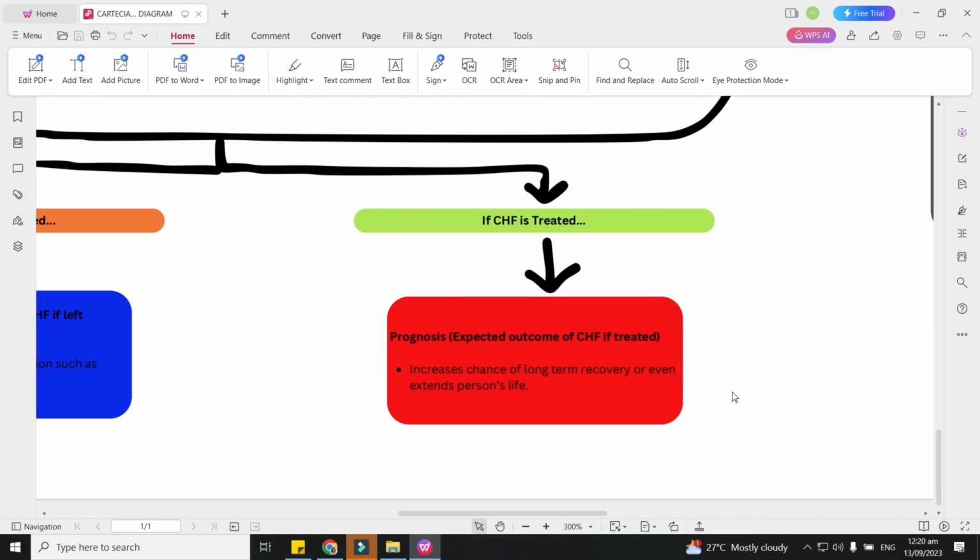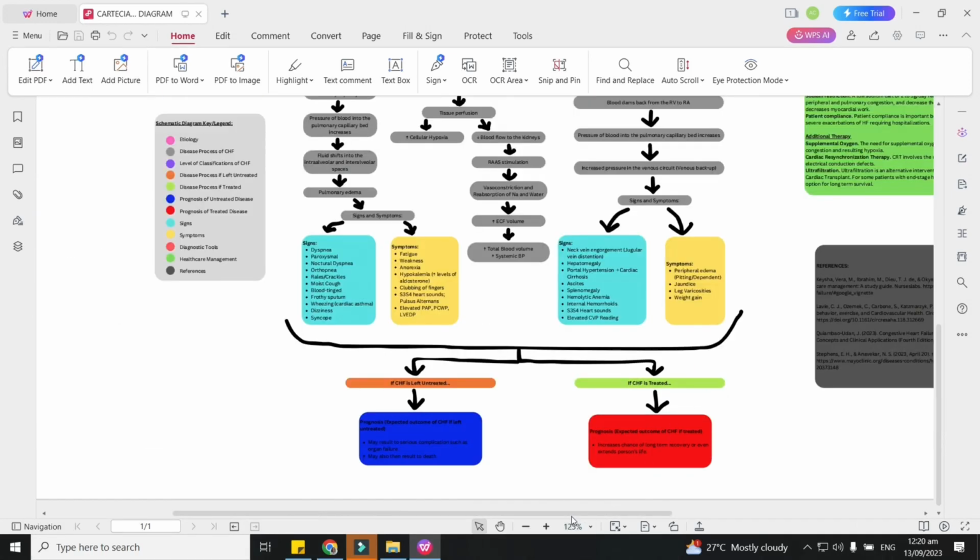They can have the chance of long-term recovery or even extend a person's life depending on how long they want to. Some would go for very drastic or exploratory treatment because they really want to extend their life for a longer period. So that would happen because they do treatment.